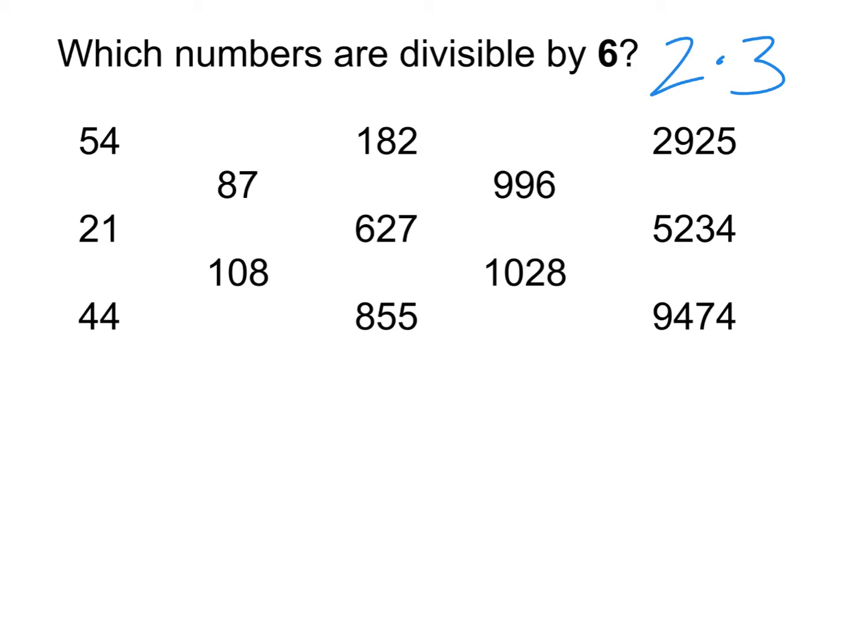54, is that divisible by 2? Yes. 21? No. Okay, so I know that one's out. 44? Yes. 87? No. 108? Yes. And so remember that the way we know is that if it's even, it's divisible by 2. If it's odd, then it's not. So I just got rid of everything that was odd, because if it's odd, it's not divisible by 6.